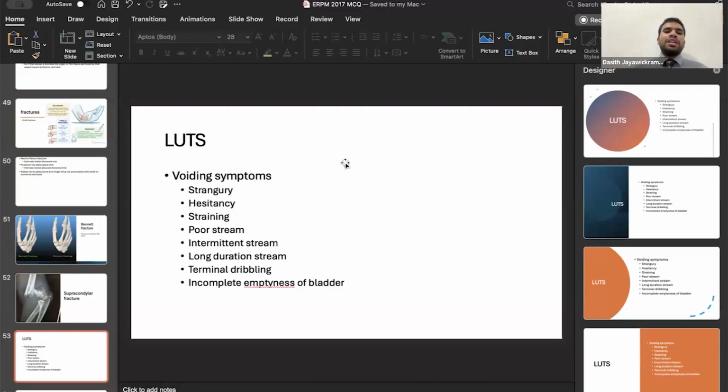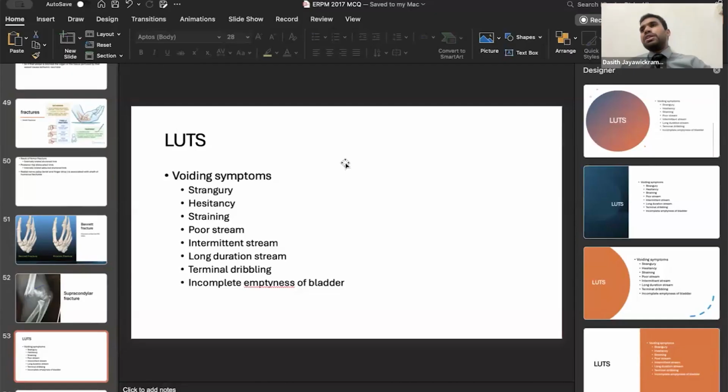Intermittent stream, and the urination will go on for a long time. Small, weak, intermittent stream for a long time, for example, 1 to 2 minutes. So long duration, and at the end it will keep dribbling, drop by drop. It will keep dribbling for a long time, and even after you finish urination and come out, the underpants will be soiled with terminal dribbling. And even though you emptied your bladder, you will still feel there's some amount of urine left inside. No matter how much you try, it doesn't come out. Incomplete emptying of the bladder. So those are the voiding symptoms.